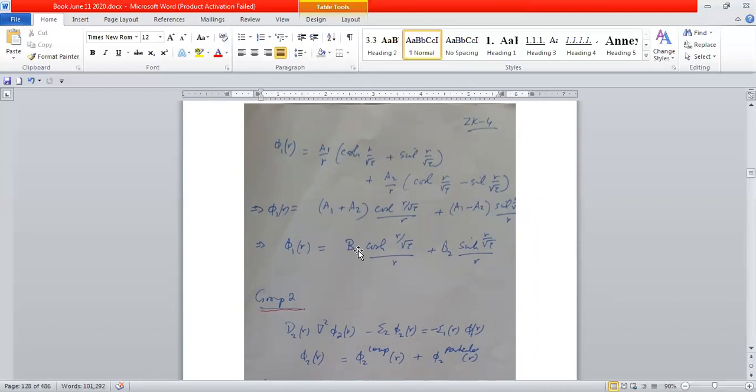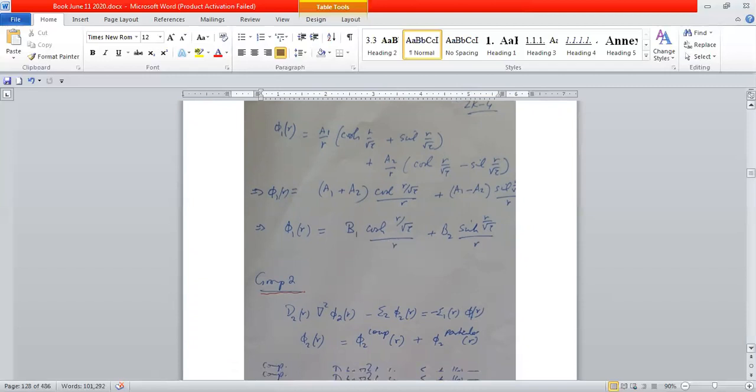So let's keep things as simple as possible. So let's say that we have B1 cosine hyperbolic r over square root of tau over r plus B2 sine hyperbolic r over square root of tau divided by r. Now, before I find out the coefficients, let's go to group two.